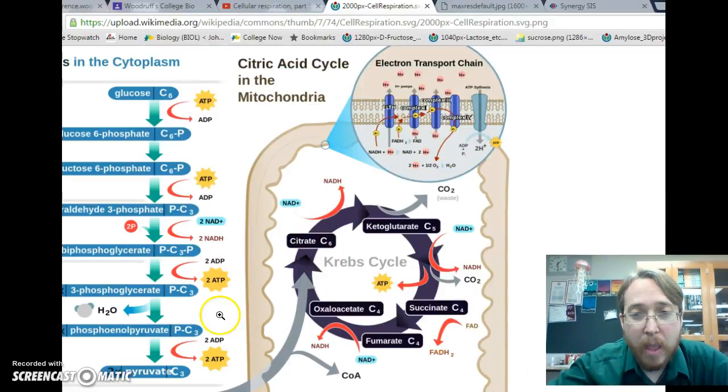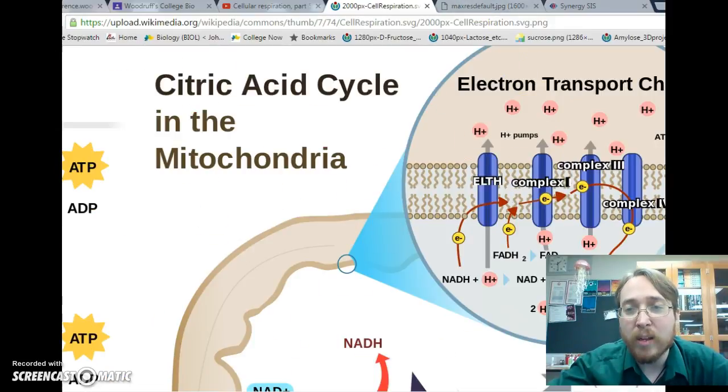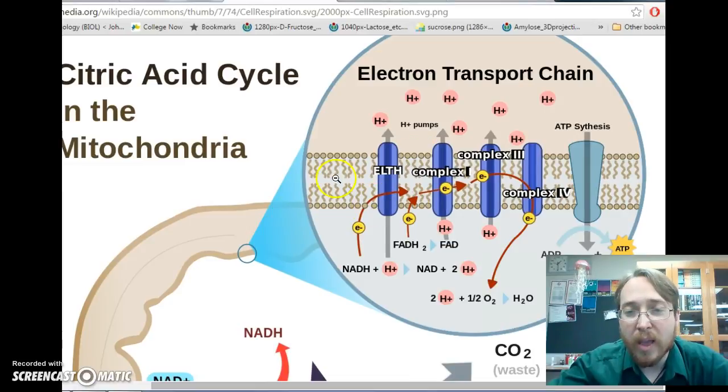That's phase 4. If you look at this, you can see that this blow-up is of the electron transport chain, and you can see that it's occurring right here in the inner membrane. We can zoom in and see that in the membrane, there's a bunch of transport proteins, there's a lot of stuff going on. Let's take a closer look.